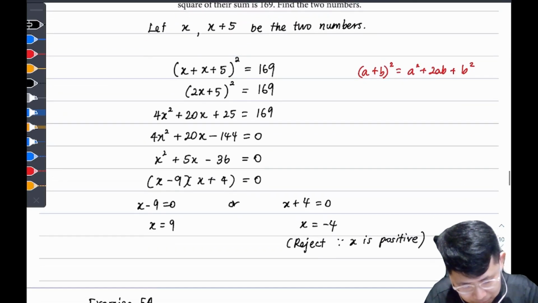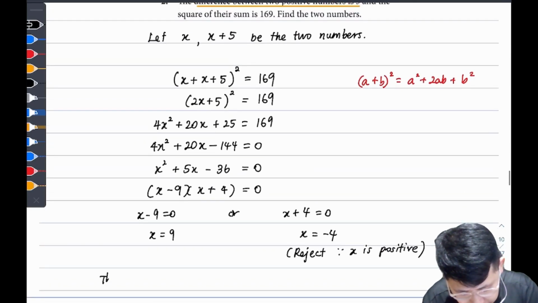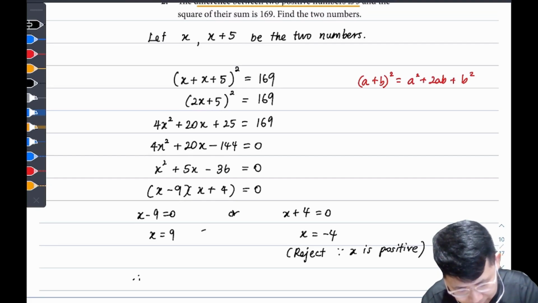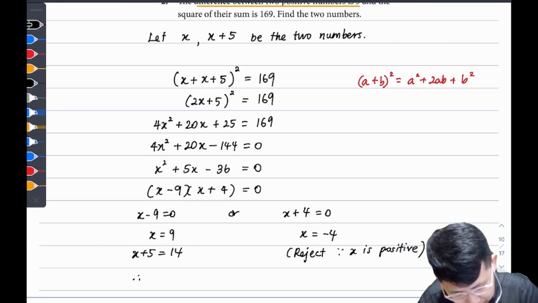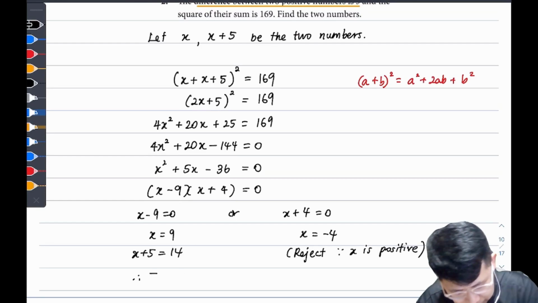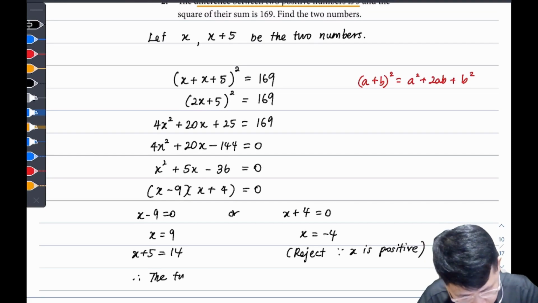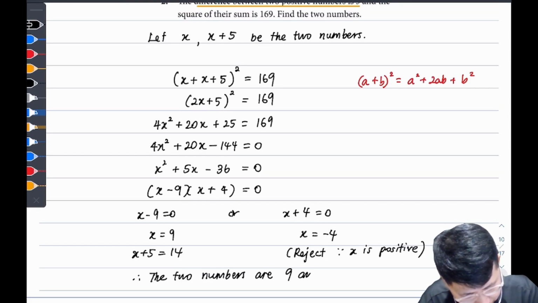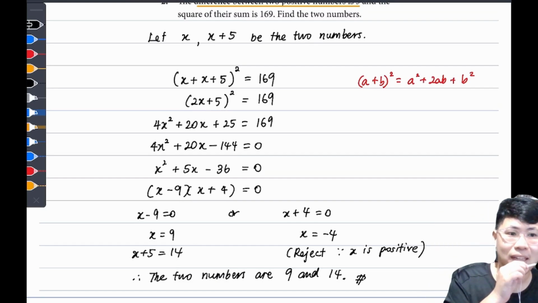So the two numbers are... okay, let me write down the conclusion. Oh wait, x equals 9, and we have x plus 5, right? So the other number, x plus 5, is equal to 14. So the two numbers are 9 and 14. Okay, so this is our answer, 9 and 14.